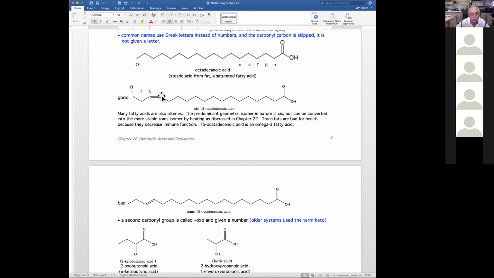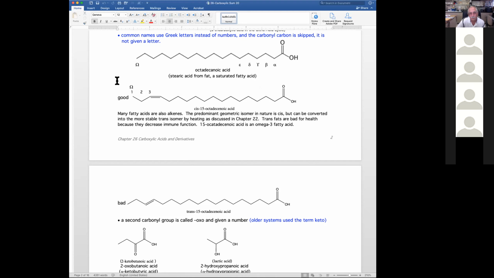Then notice here's the big one. It's cis. So it's cis-15-octadecenoic acid. So what I'll point out is that in the common nomenclature in health and nutrition, omega-3 fatty acids are good, right? Well, here's the omega end. So here's omega-1, omega-2, omega-3. This is an omega-3 unsaturated fatty acid. So that's supposedly good.